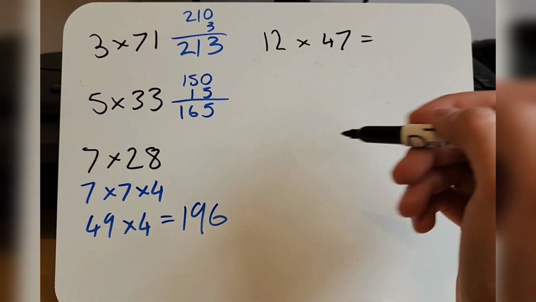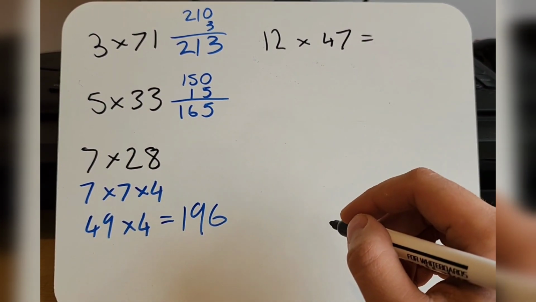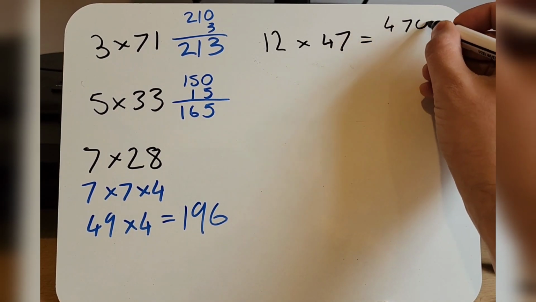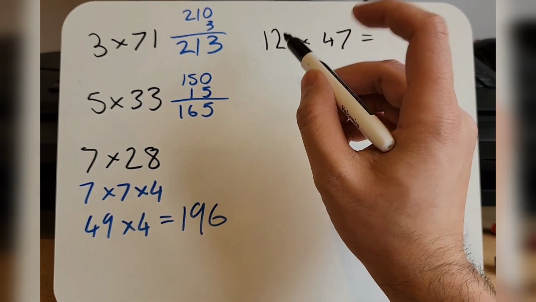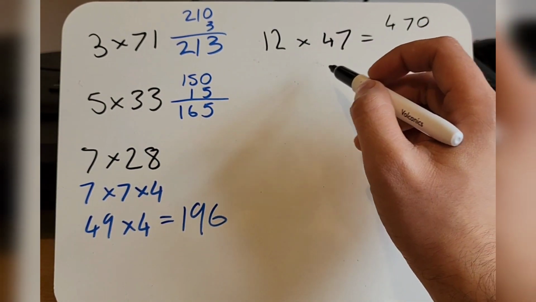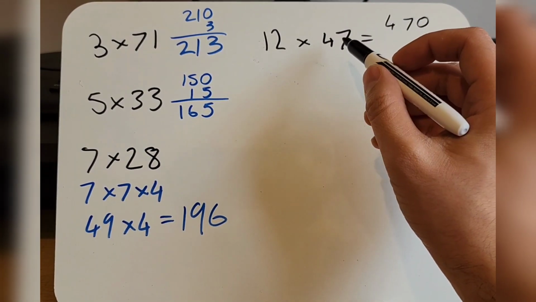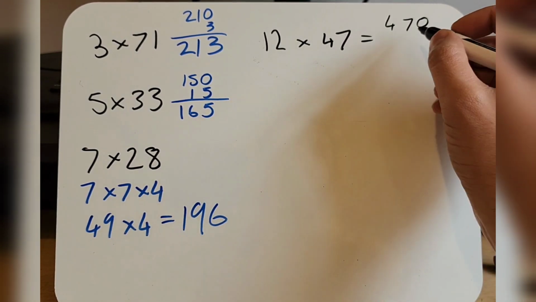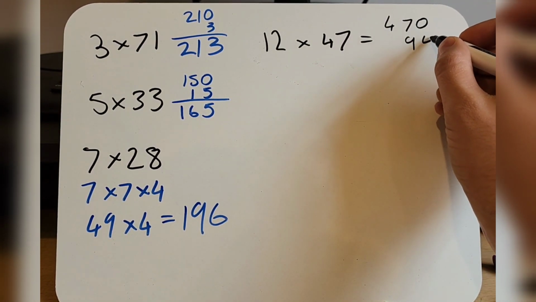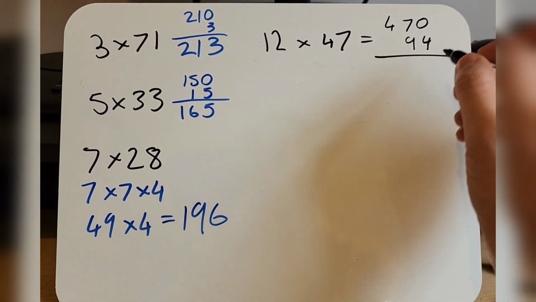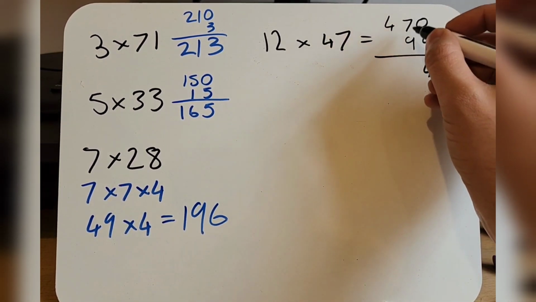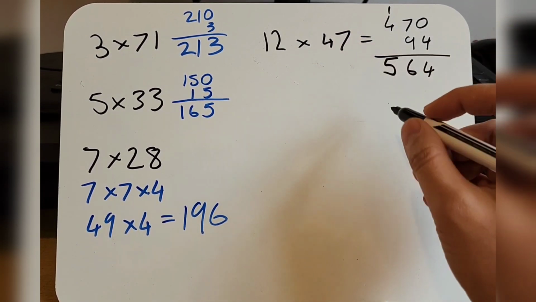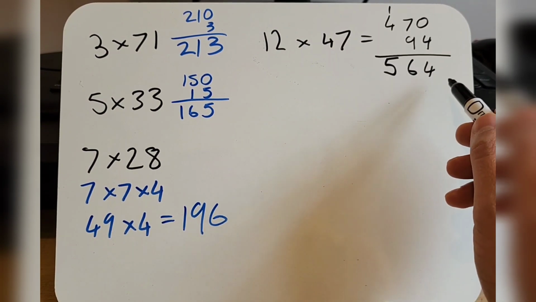What I ended up doing was 11 times 47, so make sure you don't make that mistake. You want to do 10 lots of 47, 470, and then 2, not 1, 2 lots of 47, which is going to be 94. There we go. And we bring everything down into the columns, carry the 1. So we get 564.